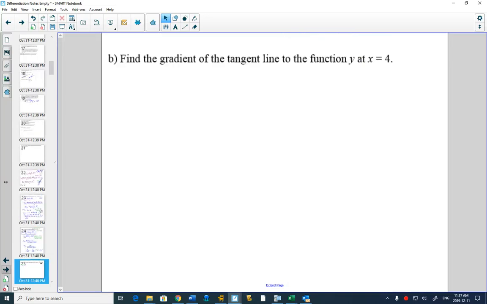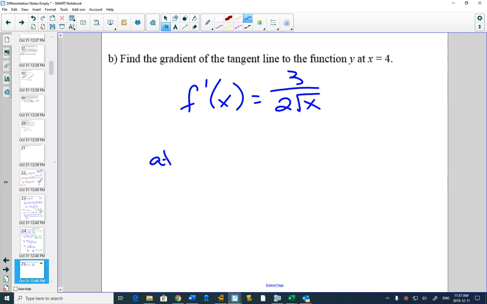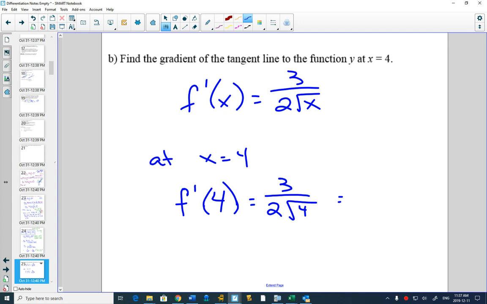Find the gradient of this function at x equals 4. So we figured out our derivative to be this. At x equals 4, the derivative is going to be 3 over 2 square root of 4. Square root of 4 is 2. 2 times 2 is 4. So the slope of the tangent line at x equals 4 on 3 root x is 3/4. Again, it's so nice to use your skills in graphing.